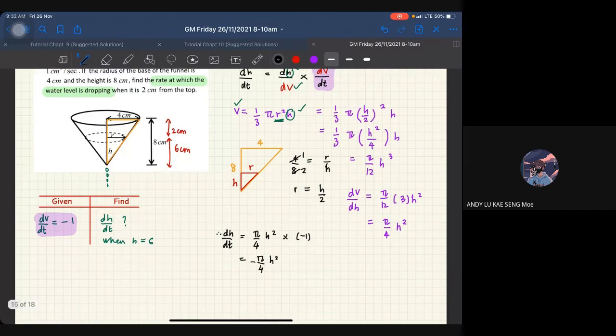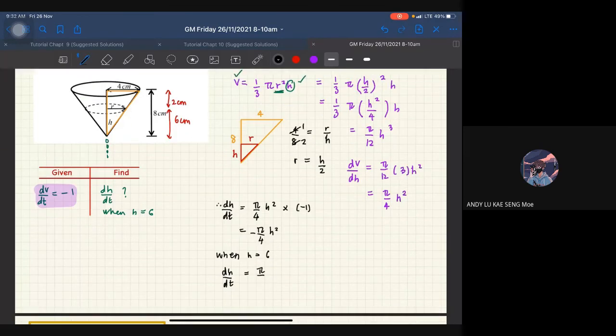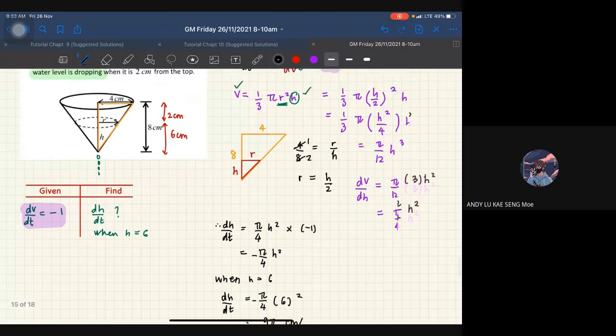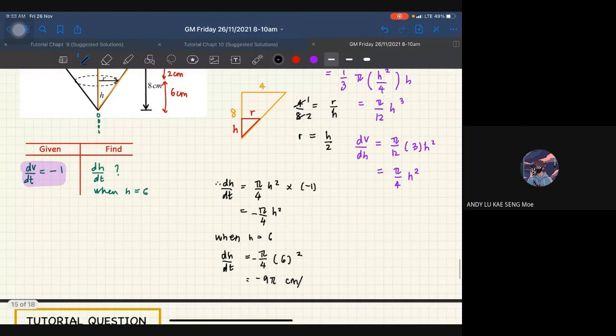Okay, settle. Any question? Miss, why we use dV dH or dH dV? Okay. Dekat mana? This one tak? This one and the part below it, dV dH. Oh, terbalik. Terbalik. Okay, menarik.